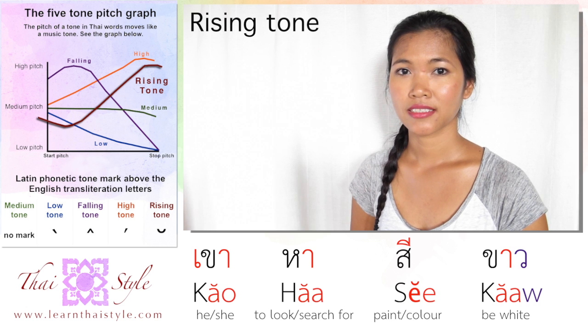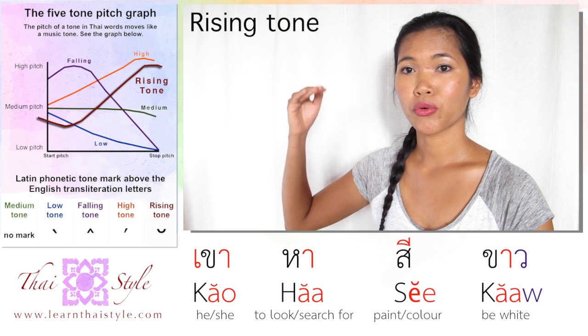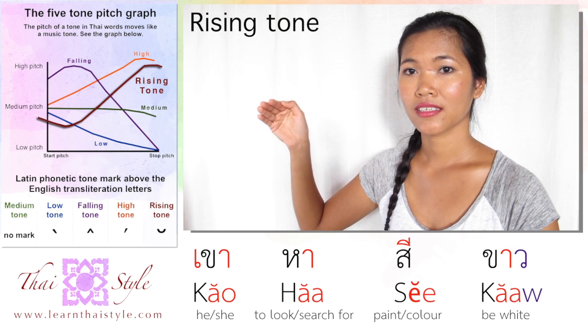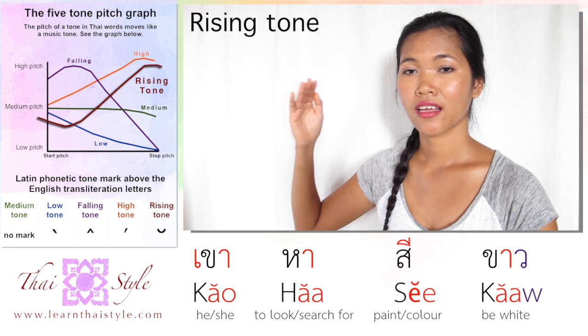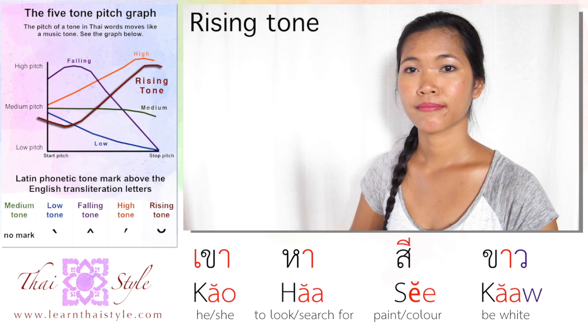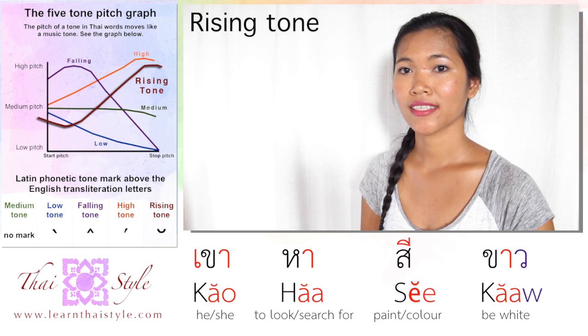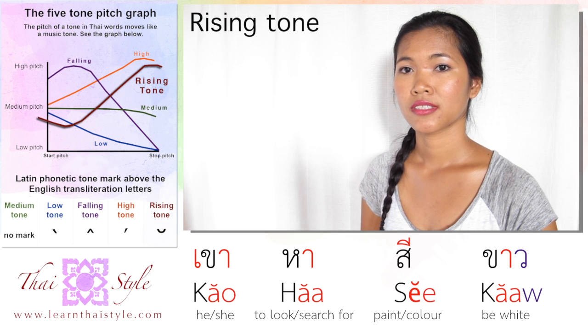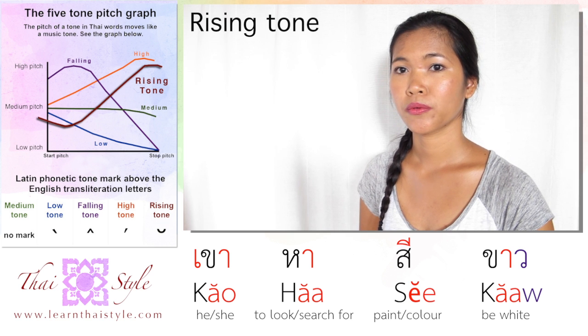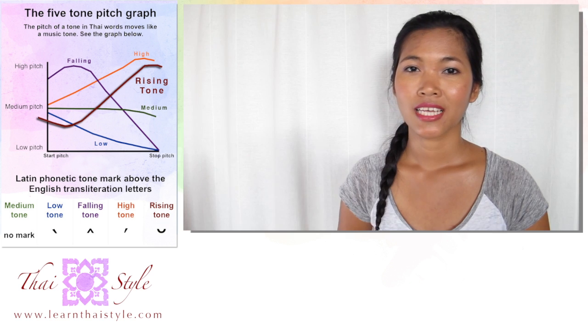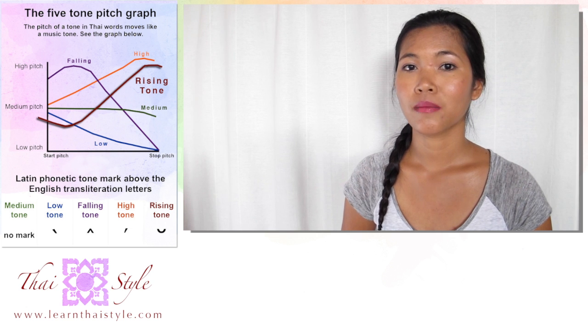Example sentence: เขาหาสีขาว. Let's compare the tones.